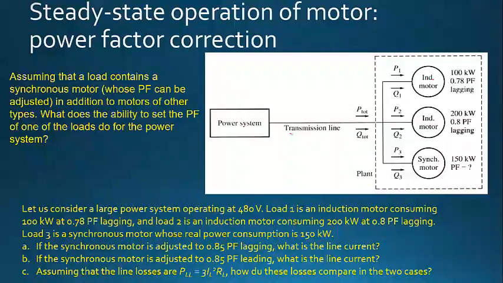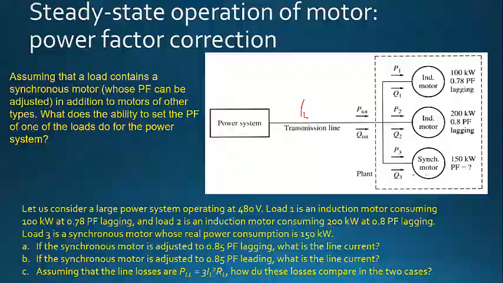The question says that if the synchronous motor is adjusted to a 0.85 power factor lagging, what is its line current? So in this scenario, we are operating the synchronous motor at a power factor of 0.85 lagging, and they want us to find the line current, the current that we will measure on the line. They want us to find this particular IL. But if you want to measure this current, this system will be seeing this load as one, not as three individual loads.